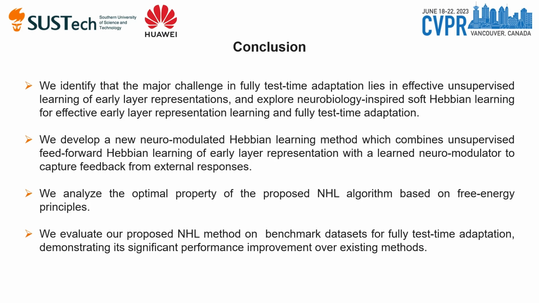In summary, we identify that the major challenge in fully test-time adaptation lies in effective unsupervised learning of early layer representations, and explore neurobiology-inspired soft Hebbian learning for effective early layer representation learning and fully test-time adaptation. We develop a new neuromodulated Hebbian learning method which combines unsupervised feed-forward Hebbian learning of early layer representation with a learned neuromodulator to capture feedback from external responses. We analyze the optimal property of the proposed NHL algorithm based on free energy principles. We evaluate our proposed NHL method on benchmark datasets for fully test-time adaptation, demonstrating its significant performance improvement over existing methods.